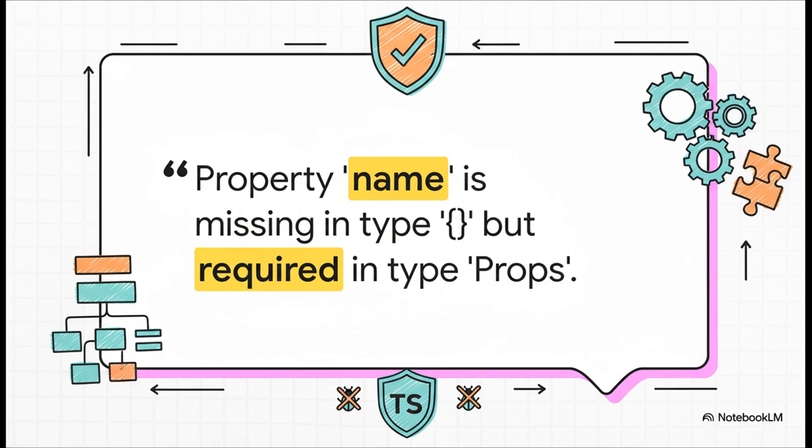Before you even save the file or look at your browser, TypeScript steps in and gives you this perfectly clear error. It tells you exactly what's wrong. Hey, you're missing the name property. The bug is squashed before it was even born.